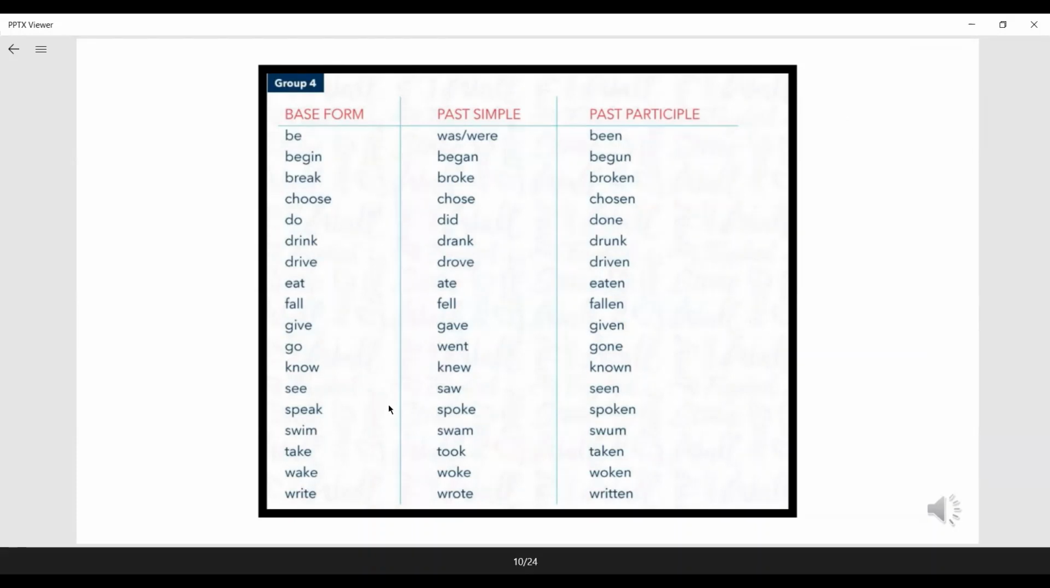If I give you an example of a group number 4 sentence, maybe the random sentences that we use: the kids ate a lot of cake.